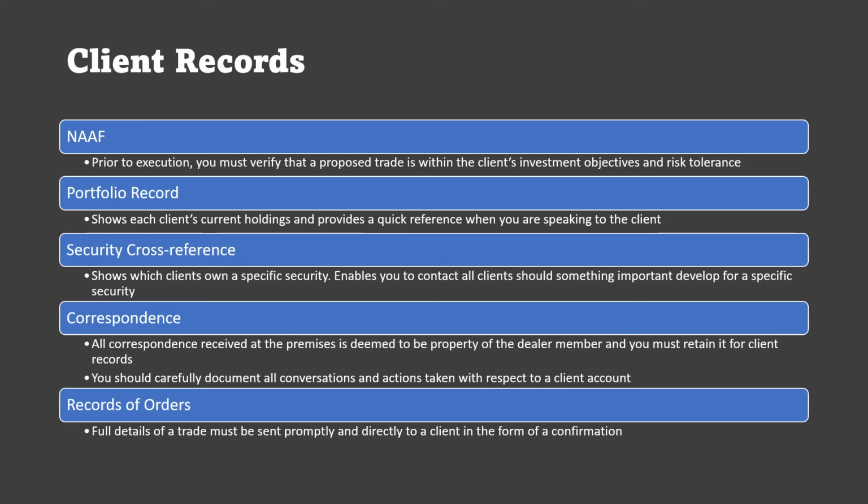Correspondence, so all correspondence received at the premises is deemed to be property of the dealer member, and you must retain it for client records. You should also carefully document all conversations and actions taken with respect to a client account. Records of orders, so full details of a trade must be sent promptly and directly to a client in the form of a confirmation.